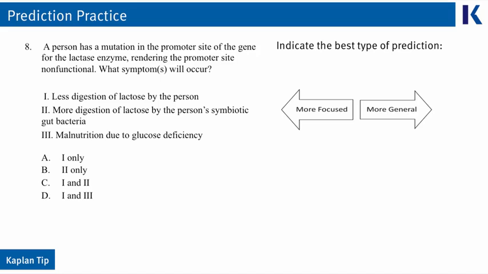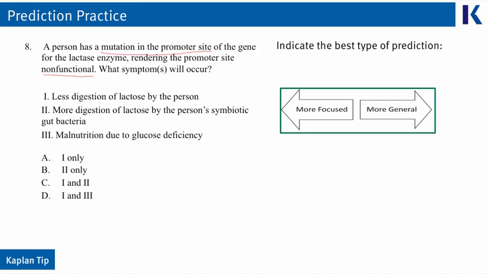With most Roman numeral questions, you'll actually have to do a bit of both in this case. We will want to make as specific a prediction as we can, but then we'll use that prediction, in tandem with the Roman numerals provided here, to use process of elimination to arrive at the answer as quickly as possible. What would your prediction be for this question? We're told in the question stem that a person has a mutation in the promoter site of a gene, which makes that promoter site non-functional, and we're then asked what symptoms would occur.